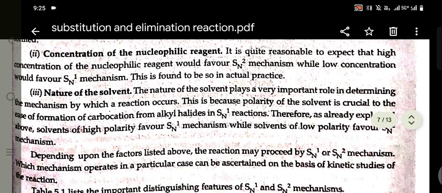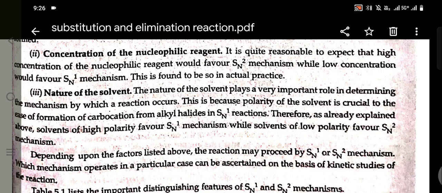Third one is the nature of the solvent. The nature of the solvent plays a very important role in determining the mechanism by which a reaction occurs. This is because the polarity of the solvent is crucial to the ease of formation of carbocation from alkyl halides in SN1 reaction. Therefore, as already explained above, solvents of high polarity favor the SN1 mechanism while solvents of low polarity favor the SN2 mechanism. Depending upon the factors listed above, the reaction may proceed by SN1 or SN2 mechanism.